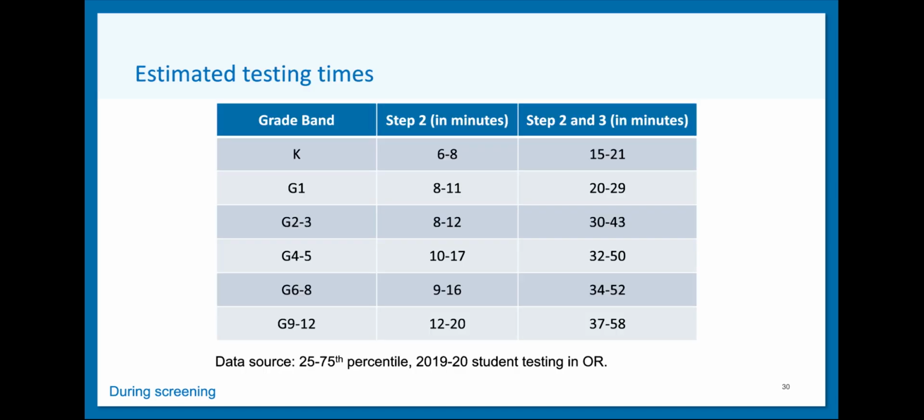This chart summarizes the total expected testing time for the 25th through 75th percentile of students in Oregon. Note that the columns are independent, so the expected testing time for Step 2 plus 3 is a total and does not need to be added to the testing time in Step 2.